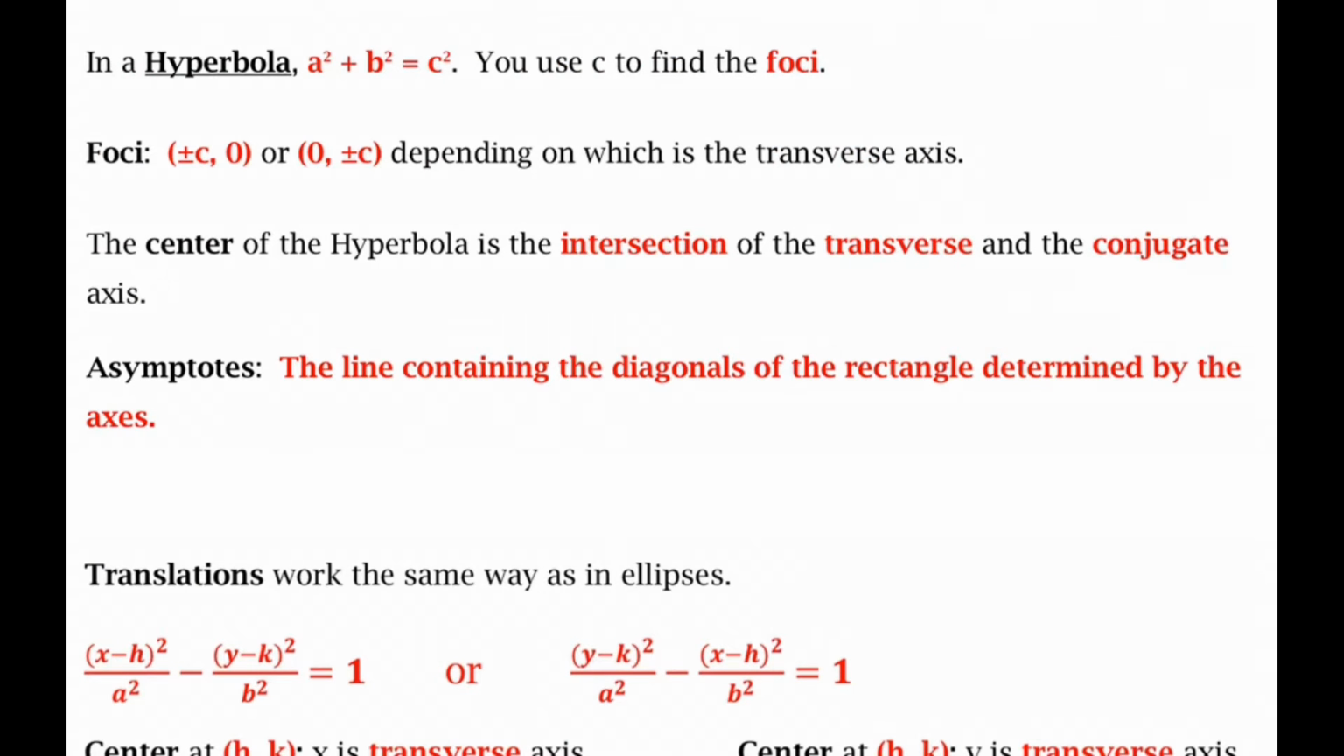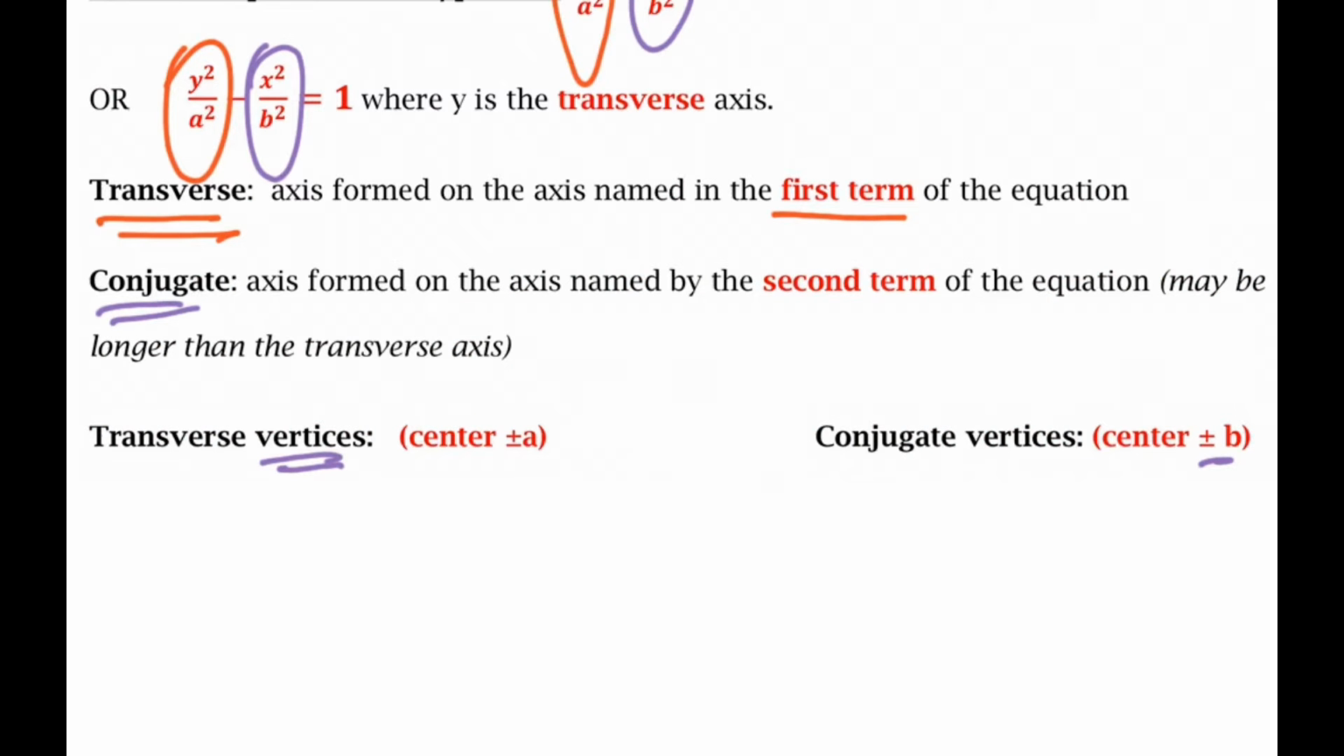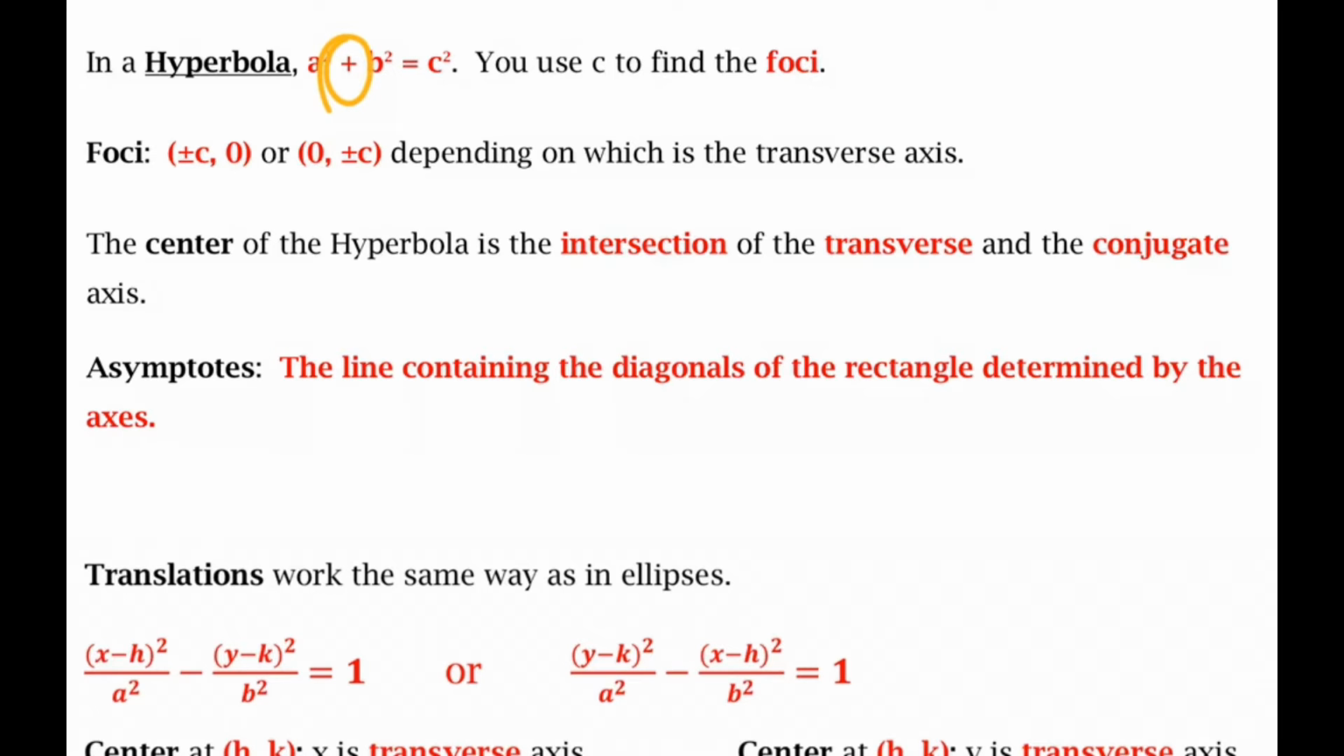Okay, so in a hyperbola, if you look at the standard equation, we notice there's a minus sign there, and so to find the foci, we're going to do plus. Remember with the ellipse, it was the other way. There was a plus in the equation, and so for the foci, we did a squared minus b squared. A way to remember is just the opposite. So we're going to say a squared plus b squared equals c squared.